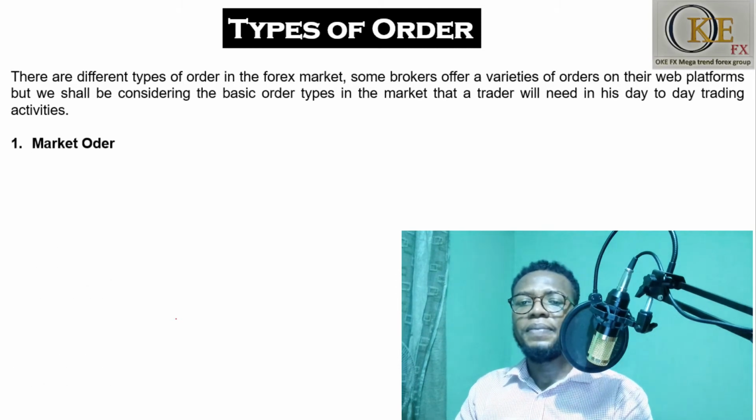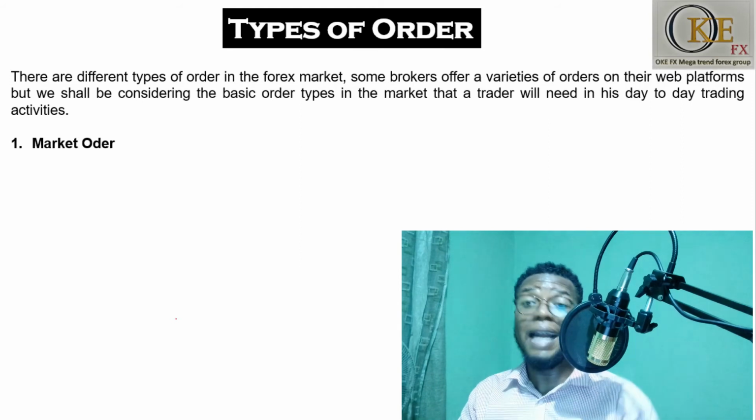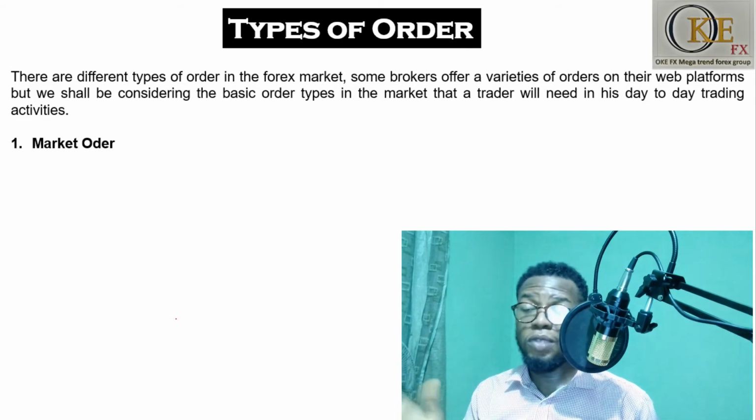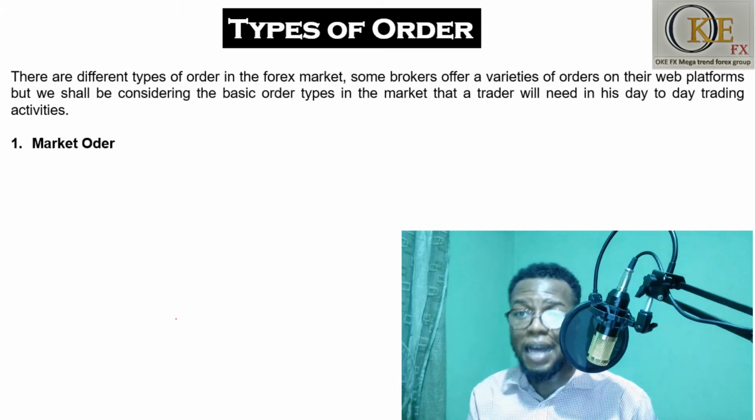Now market order is when, let's say, I want to just execute a trade at the current market price. Let's say the price of Euro USD is 1.3502. I hit buy or sell at that particular point. It executes at 1.3502 for me.